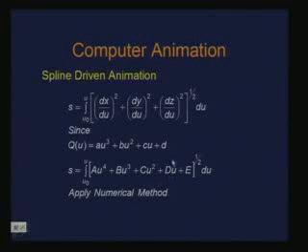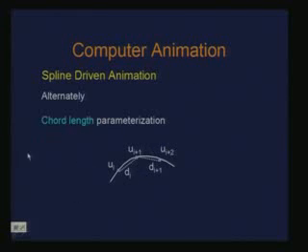Fine. Now all this looks good. Good means, yeah, one can do it. But there are still problems. I mean, even doing this is not so easy. So alternatively, what you can do is use chord length parameterization, which is straightforward. You have seen it, right?